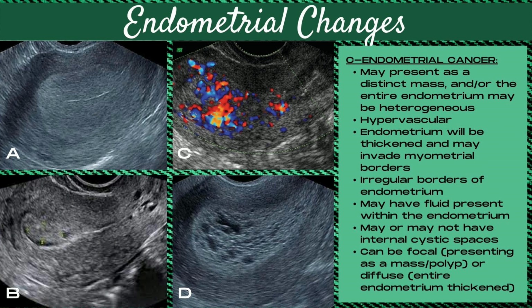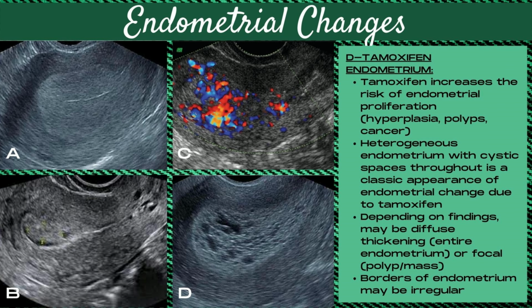You may have a small amount of fluid present within the endometrium, and it may or may not have internal cystic spaces associated with it. And this can be more focal, presenting as a cancerous mass or as a cancerous polyp within the endometrium, or diffuse, where it's spread throughout the entire endometrium and the entire endometrium is thickened.